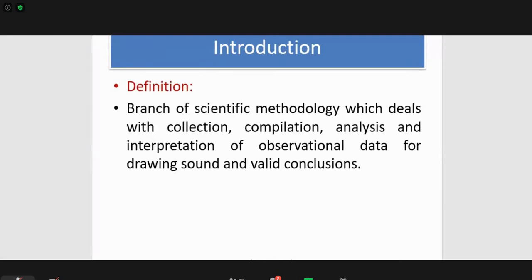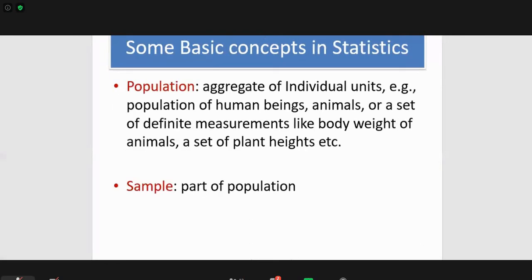Now, this is a definition for statistics. It's a branch of scientific methodology which deals with data collection. Then after data collection, we go for compilation of the data. Then we go for the analysis and interpretation of the data for drawing sound and valid conclusions.